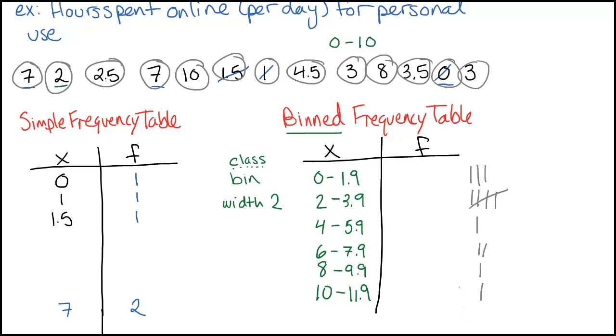Okay, so I've been through all of the data, and now I can see, based on the tally marks, that the frequency of this first class or first bin, there were 3 data values in that category, and then 5, 1, 2, 1, 1. So this is a little bit more helpful than what we saw with the simple frequency table, because we can see which categories the most people were in, and also the distribution of these data results.